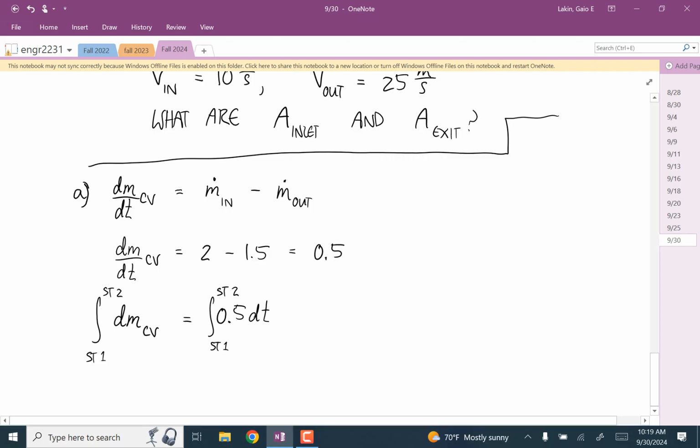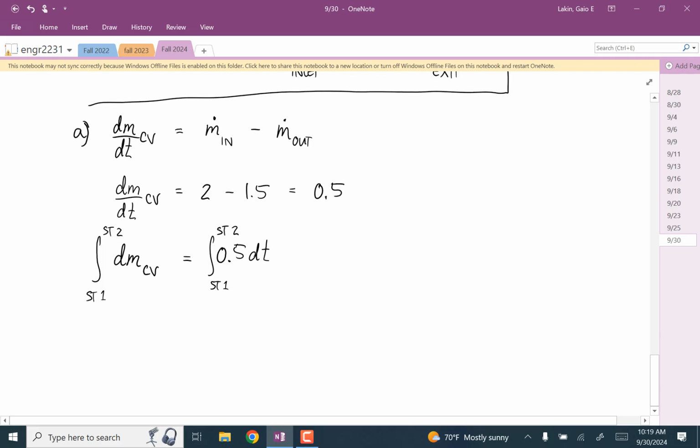And now we have to think about what the values are at state 1 and state 2. At the start of this problem, the mass is 5 kilograms. So our state 1 mass is 5. And at the end, the final state, the tank is full, so that's 20 kilograms.